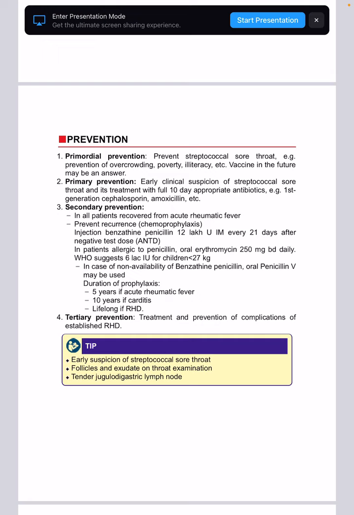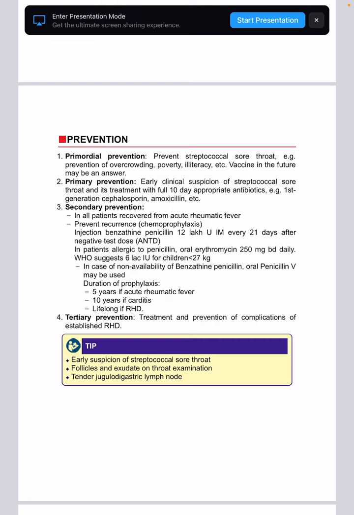Primary prevention: early clinical suspicion of streptococcal throat and its treatment with a full 10-day appropriate course. You should not stop the antibiotics in between. If you have strep throat, take cephalosporin or amoxicillin. Secondary prevention means all patients recovered from acute rheumatic fever should prevent recurrence. So they should take a benzathine injection IM every 21 days after a negative test is done. So once in a while they should take benzathine penicillin.